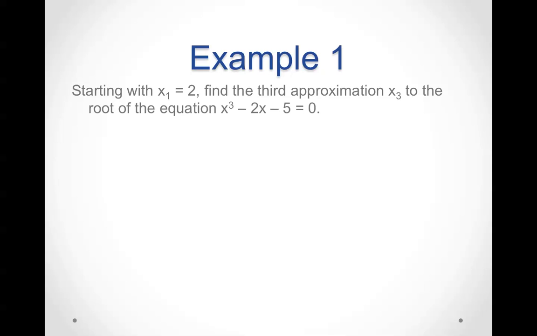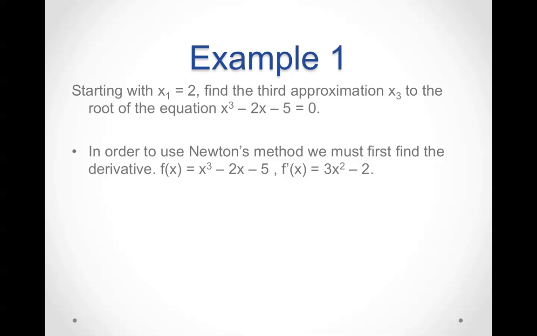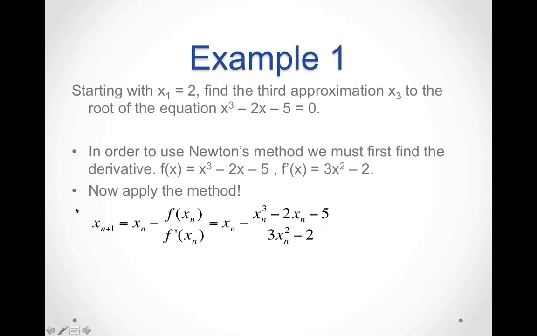Example 1. Starting with x sub 1 equals 2, find the third approximation, x sub 3, to the root of the equation x cubed minus 2x minus 5 equals 0. In order to use Newton's method, we must first find the derivative. So we have f of x, and we have the derivative of f of x. Now we apply the method.